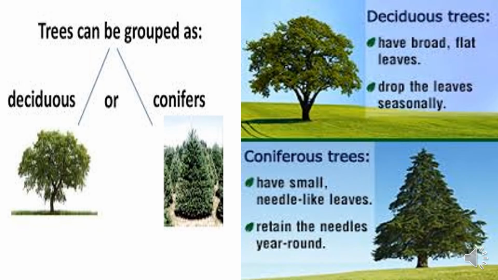The deciduous trees have broad, flat leaves, and in the deciduous trees, the leaves are shed seasonally and then the new leaves appear. In coniferous trees, the leaves are needle-like and they don't fall off. They remain on the tree. They retain the needles round the year. So this is the main difference between deciduous trees and coniferous trees.